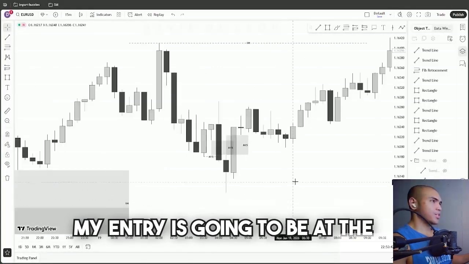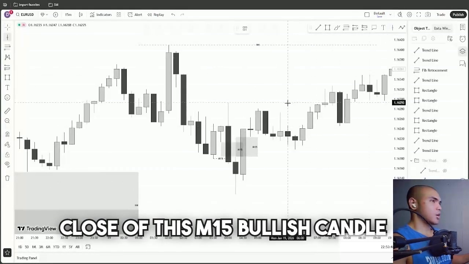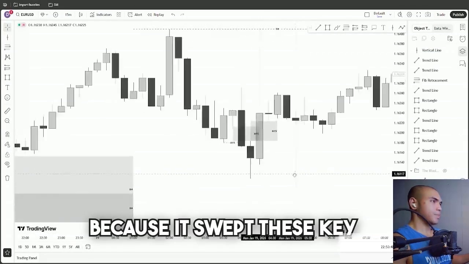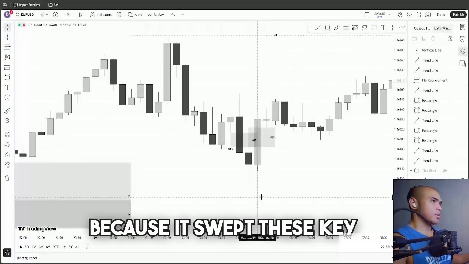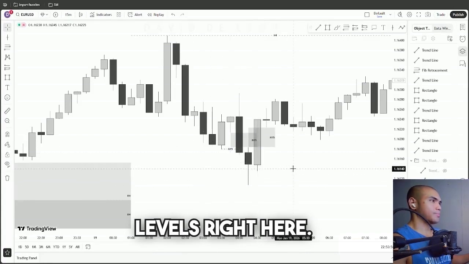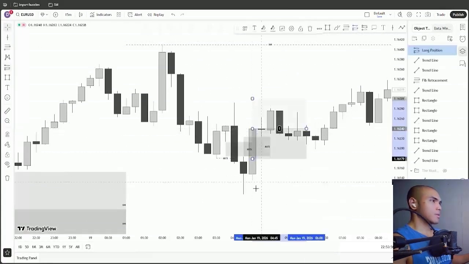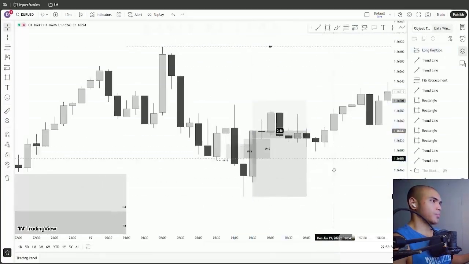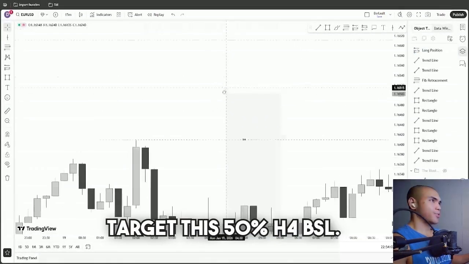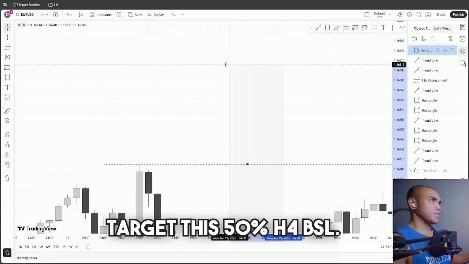My entry is going to be at the close of this M15 bullish candle because it swept these key levels right here. Stop loss at this low. Target this 50% H4 BSL.